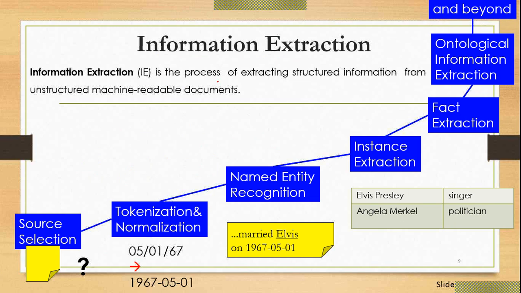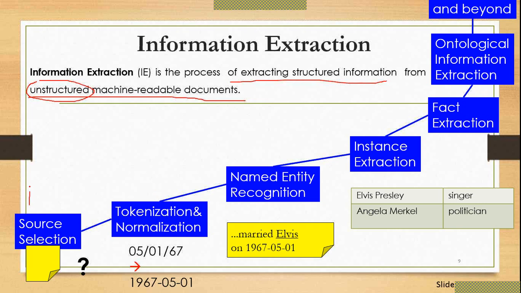So information extraction is the process of extracting structured information from unstructured machine readable format. Okay, so your machine readable format is always an unstructured format. It can be possible, but to be understood by human beings, your data must be in a structured format. So information extraction is the process that converts unstructured data into structured format.